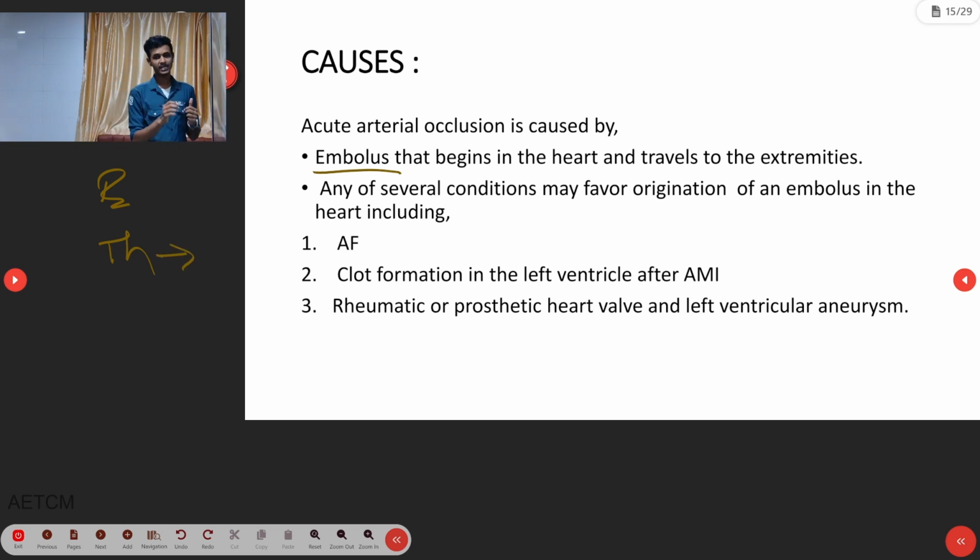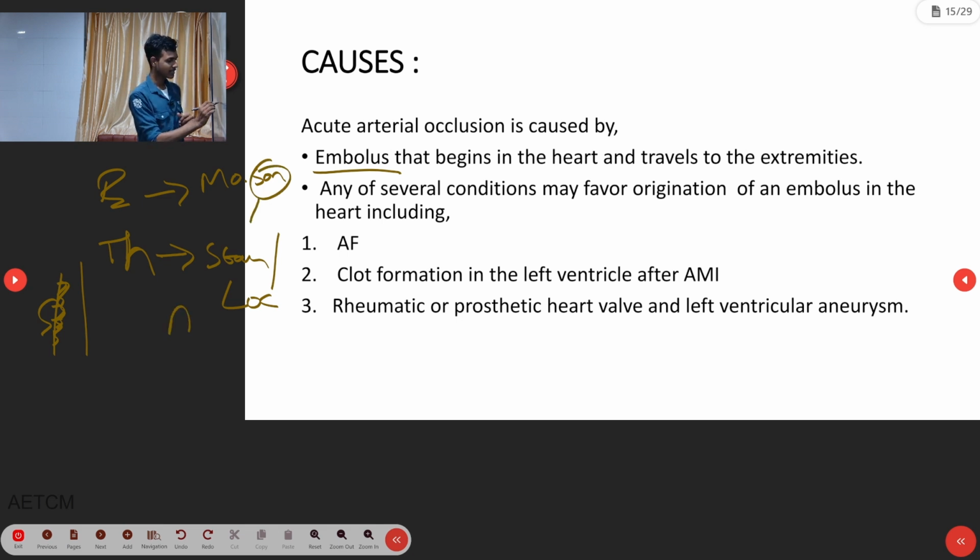Again I am repeating: a thrombus is a standing or localized blood clot. If a vessel injury happens, the blood clot will form right there, and platelet adherence and everything will happen. That is the standing or localized blood clot. Embolus means something moving. It might be air, so in an air embolism the air will travel all through your circulation.